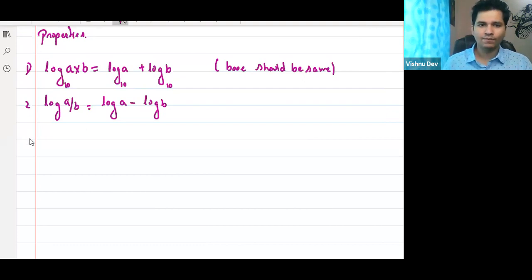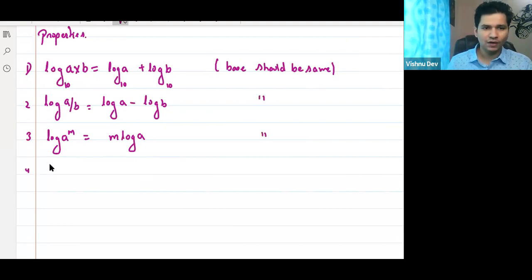Third one: log a to the power m is equal to m log a. In all these, the base should be the same.